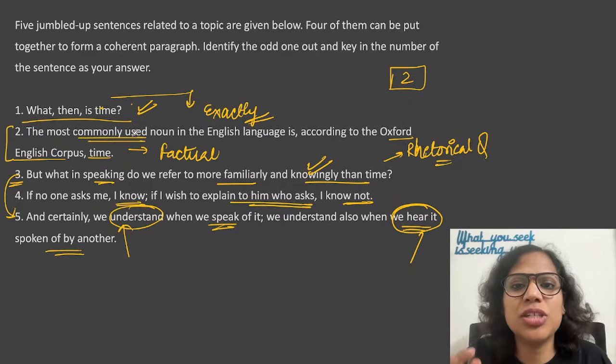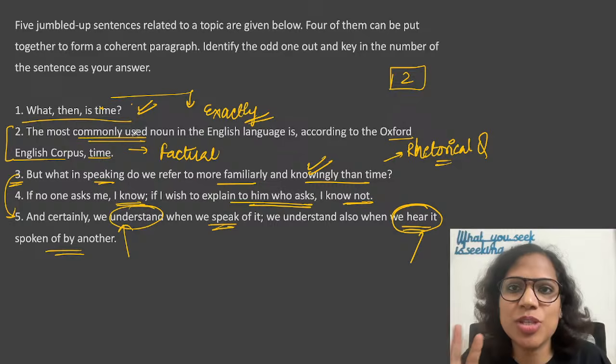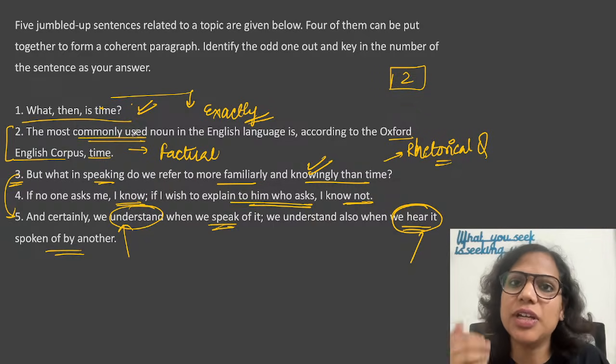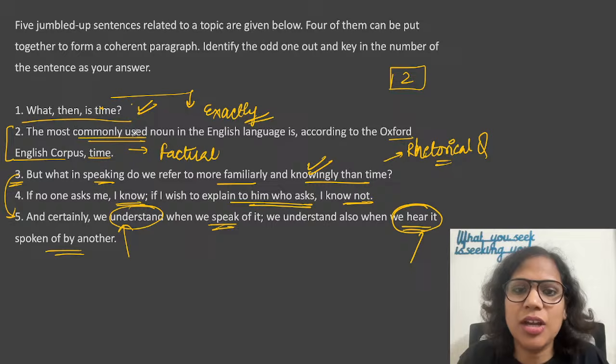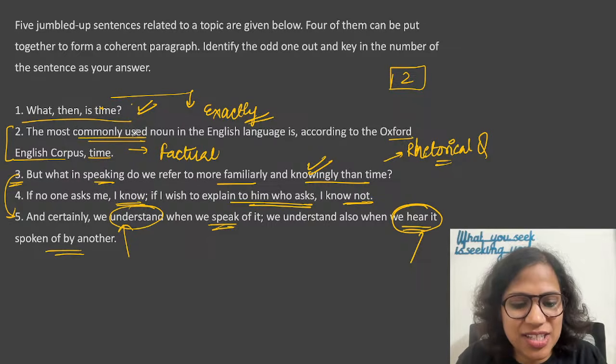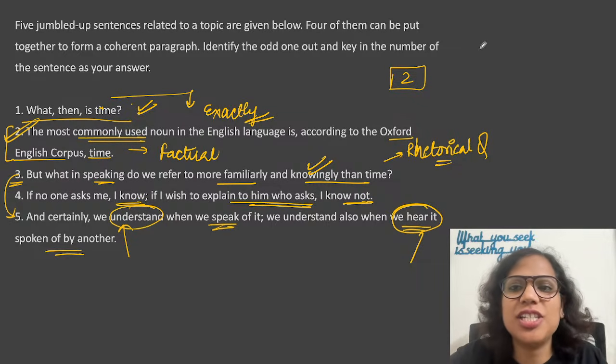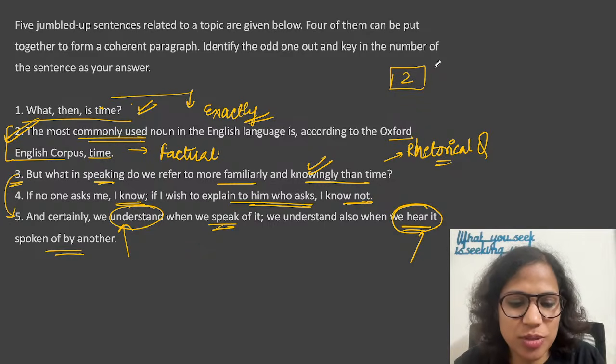My point of discussion is, ऐसे सुनने में बोलने में तो लगता है कि हम समझते हैं time को, but do we really understand what time is? If asked to define, can we define it? So that is the point here, and that is why 2 is the odd one out.